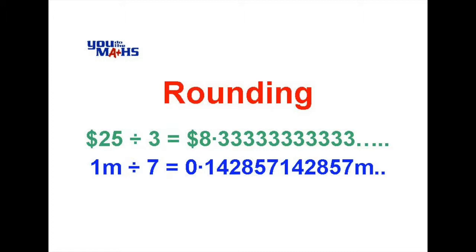So if we do 1 divided by 7 on our calculator, we end up with a figure of 0.14285, etc. Now that's a very difficult number to actually measure. You can see there that level of accuracy required is quite significant.